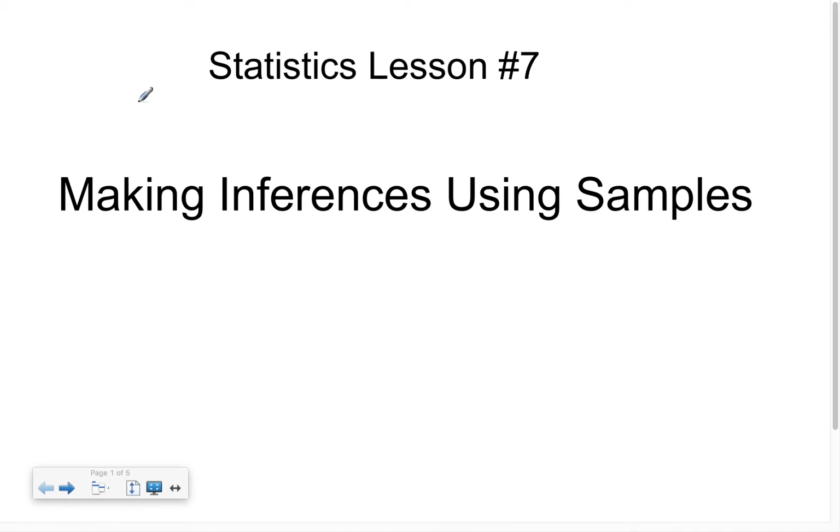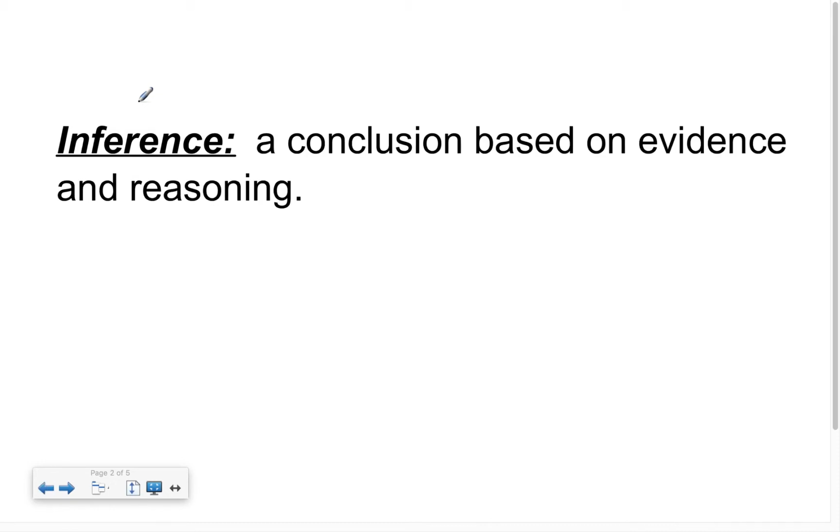So we know what a sample is. It's a part of a population that we are able to survey, study, and look at because we can't look at the whole population. Now we want to look at making inferences using this sample. An inference is a conclusion based on evidence and reasoning. So our evidence is what we got from our sample, and we're going to use that to say something about the population.